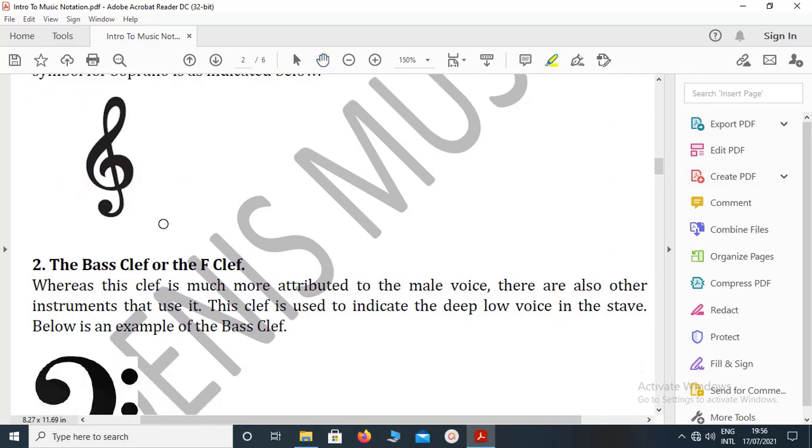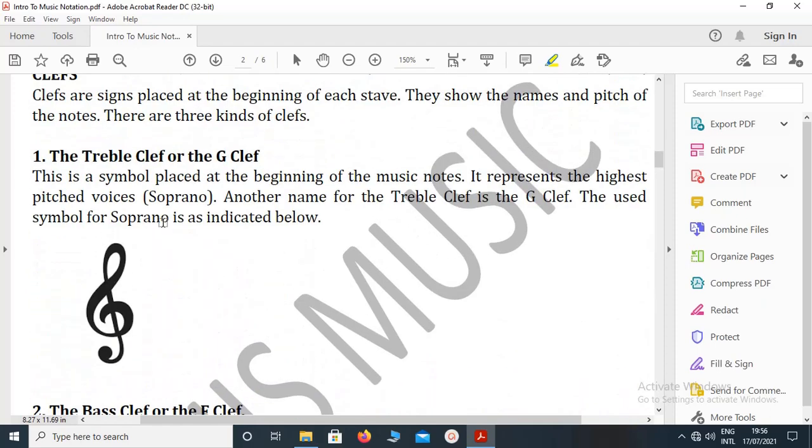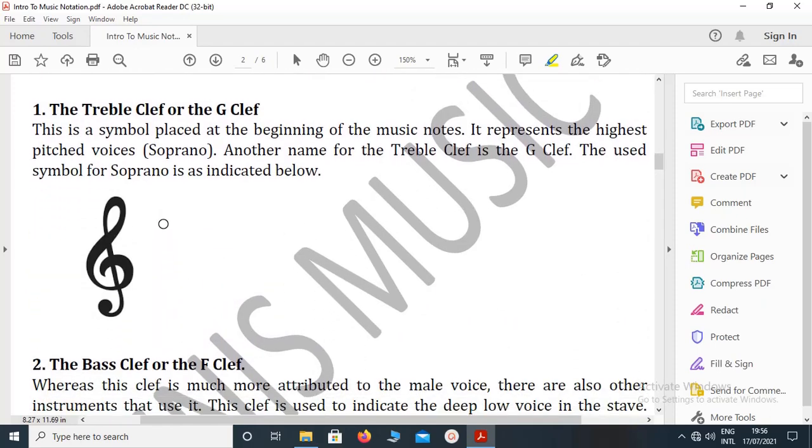The other one is the bass clef. Another reason why we apply the treble clef is normally when we are looking at wind instruments, those high note instruments. An example of such a scenario is normally the musical formats.